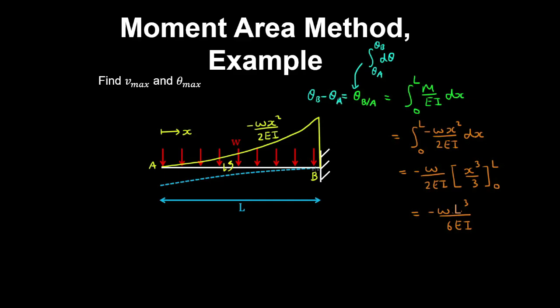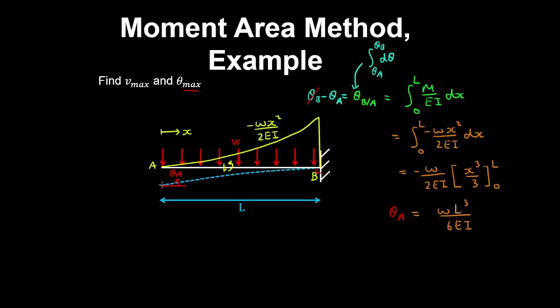And we know the rotation at B is 0 for a cantilever. So what you get is minus theta A on the left hand side. And the negatives cancel to give you a positive rotation, which is anti-clockwise at the tip of the cantilever. And that's the maximum rotation.